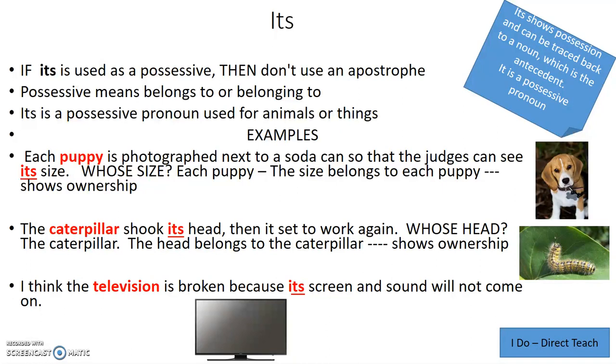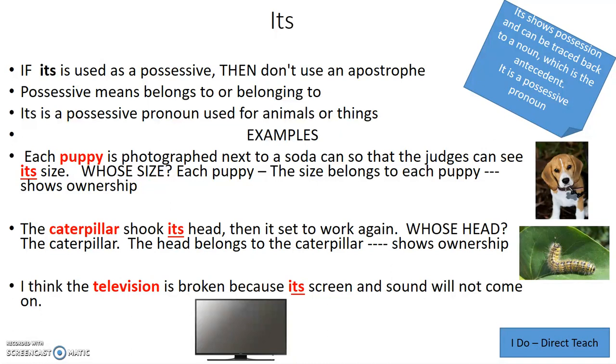So let's get a few examples here. Each puppy is photographed next to a soda can so that the judges can see its size. Whose size? The puppy's size. The size belongs to each puppy. So it shows ownership and it's talking about an animal. So we use its without an apostrophe.